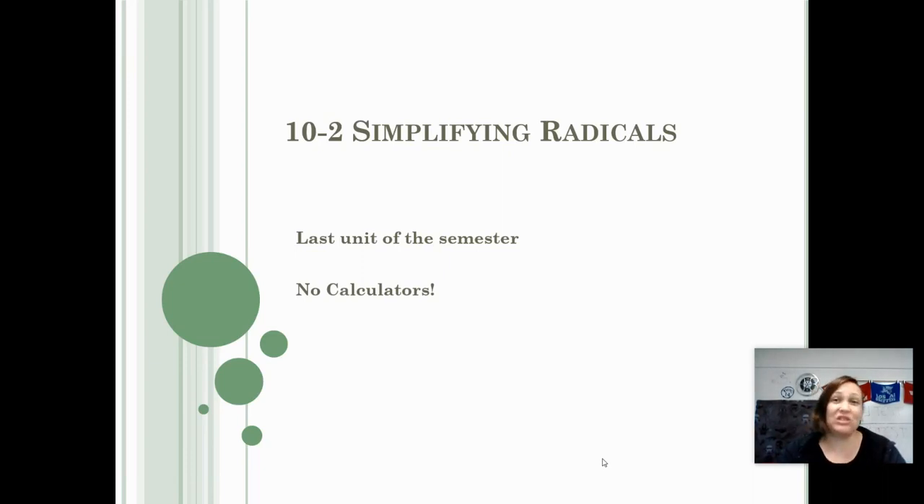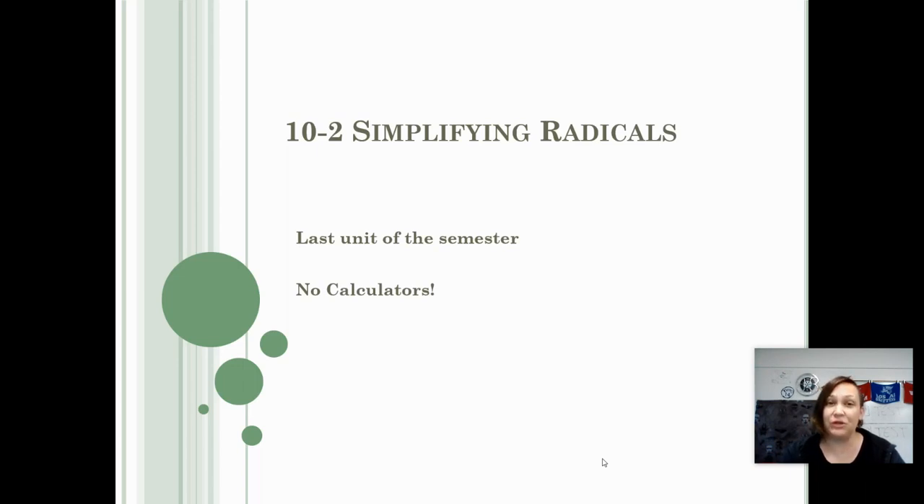Since we don't have too much time left in the semester, we will only be covering one section from chapter 10, which is section 10-2, but there are two different topics that we'll be covering. So over the course of this week, we will be learning how to simplify radicals, and then we're also going to be learning how to simplify radicals when they're presented as a fraction. But for today, we're just going to take a single radical with just numbers in it, and we're going to learn how to simplify them.